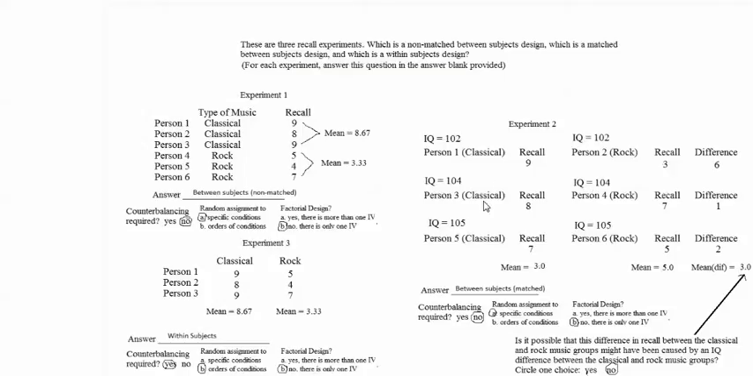So if the classical group does better than the rock group, it can't be because of an IQ difference. The whole point of matching the participants was so that the classical and rock groups would be equal in IQ.